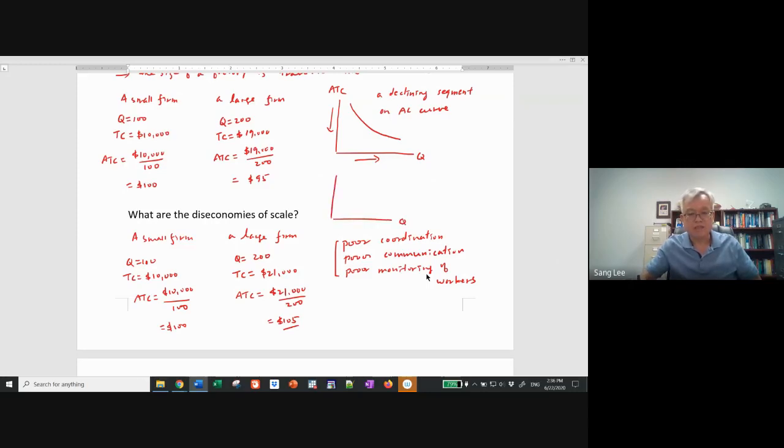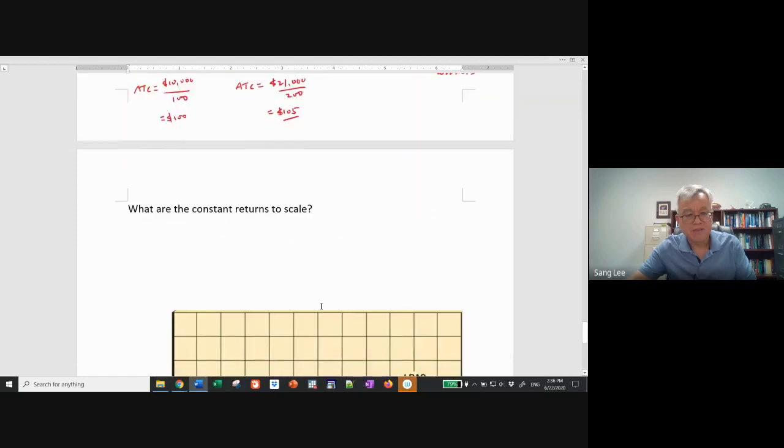So that means graphically, as the scale grows, size grows, the average cost curve is rising here. So a rising segment on the average cost curve. Now, finally here, constant returns to scale.